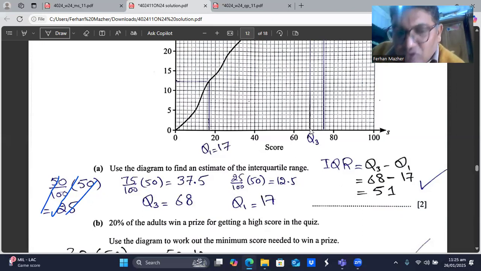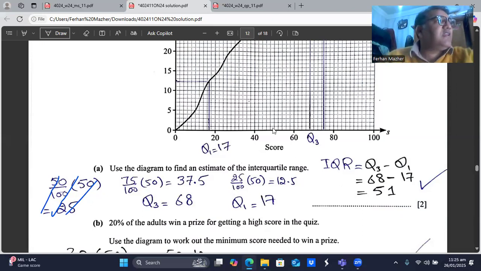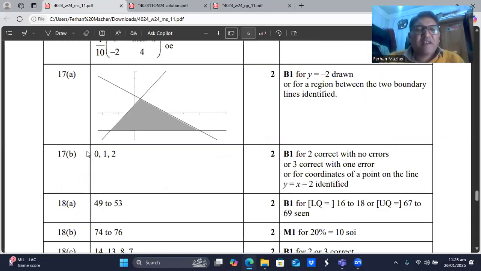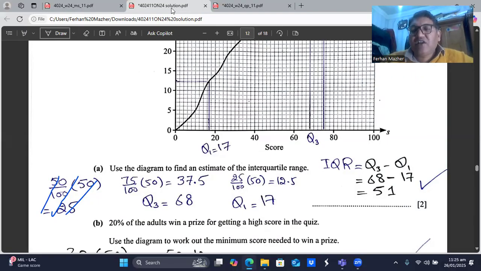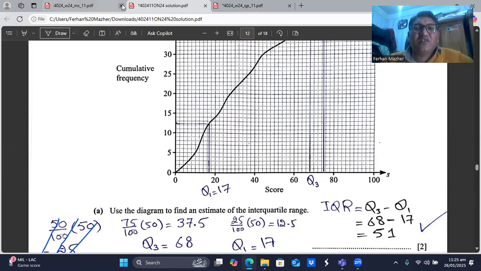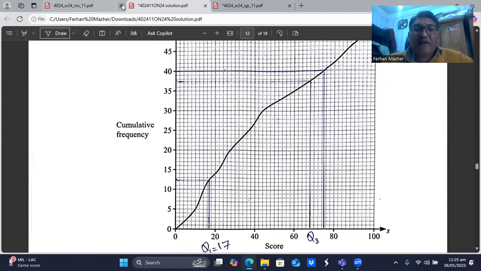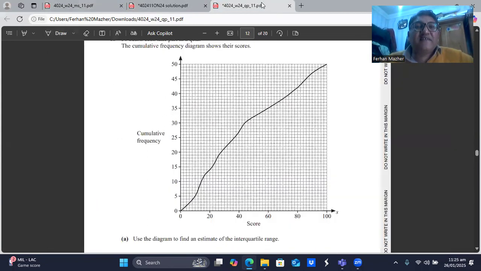From Q3, I will subtract Q1. So 68 minus 17, that is 51. So approximately this will be the answer. 49 to 53 is the right answer. This is how this is done. I hope you understand how to find Q3 and Q1 and the interquartile range, and how this is done on the graph.